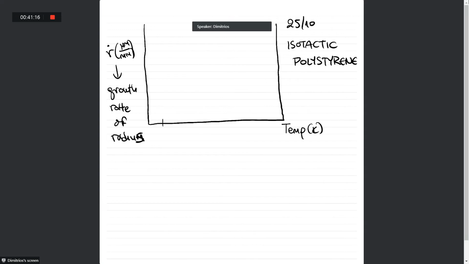So for isotactic polystyrene, if we say this temperature is 390 and this temperature is 510, the growth rate looks like that. It looks like a bell. If we start above this temperature, what is the characteristic temperature that we have? So above 510, what thermal transition, what important thermal property would you expect to see? Can anyone tell me? Anyone?